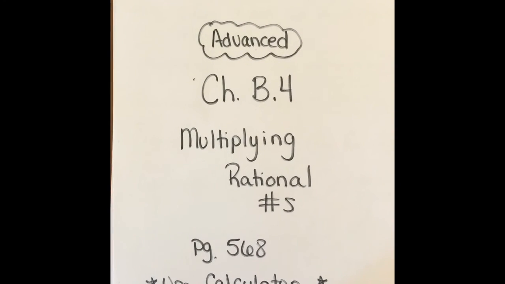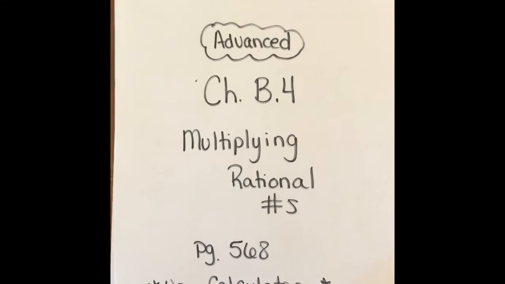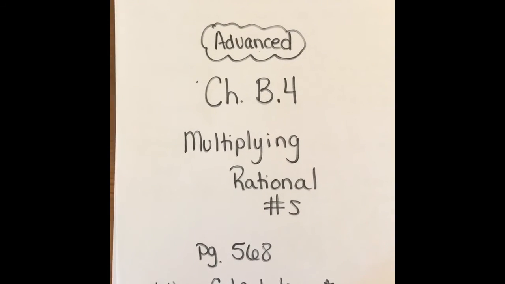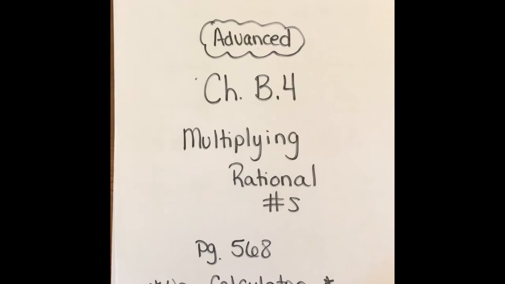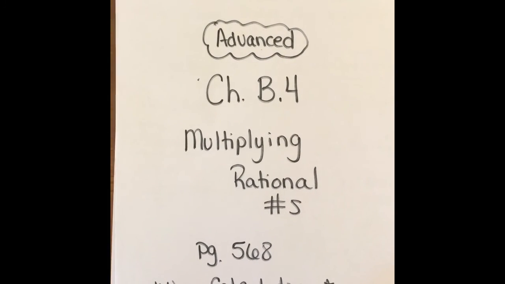All right, this is chapter B, section 4, multiplying rational numbers. You can follow along on page 568 in your textbook, and you can also use a calculator during this section.